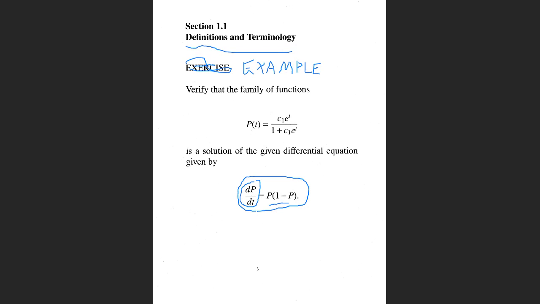Now, we could find the solution of that differential equation because it's a separable differential equation. But what we're doing here is saying, here's a general solution, P of t equals c1 times e to the t, divided by 1 plus c1 e to the t. Okay, that's a general solution, because you have constants. The c1 is an unknown constant. We want to verify that that's a solution to the differential equation.